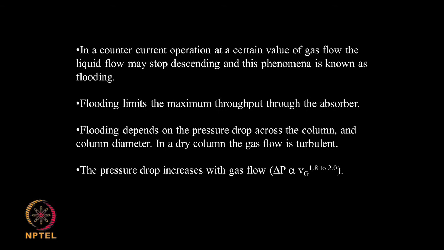The flooding depends on pressure drop across the column, column diameter and so on. If I have a larger column, I will be able to prevent this type of flooding. The pressure drop is proportional to the velocity raised to the power 1.8 to 2. So, pressure is proportional to velocity raised to 1.8 to 2.